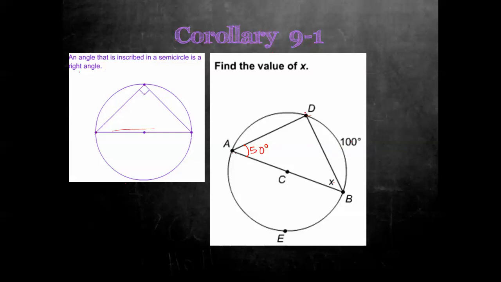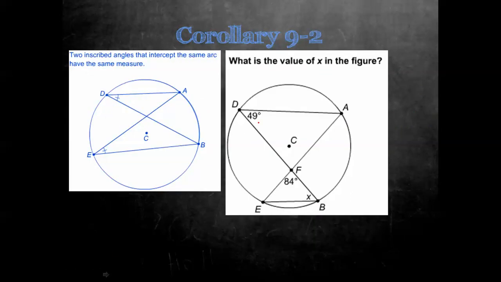Here, angle ADB is inscribed on this semicircle. So what we just learned is that that is a 90-degree angle. Now we have those two angles, so we could take 90 plus 50, which is 140. Then all we have to do is take 180 minus 140, and that will give us 40 degrees. So x would equal 40 degrees. And that's how we would use that corollary.